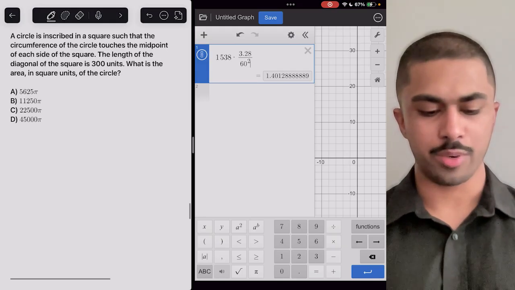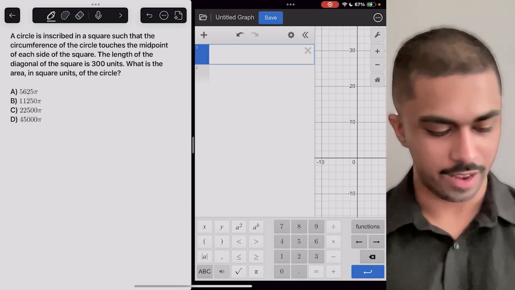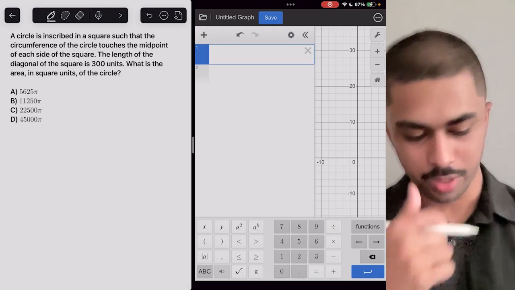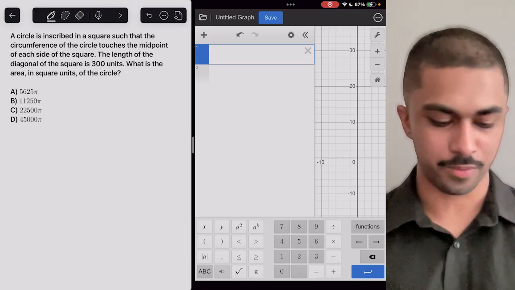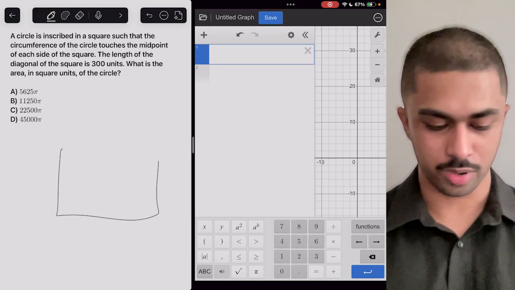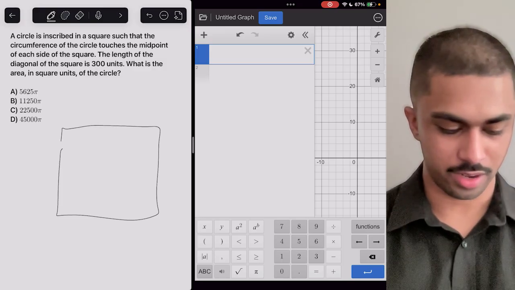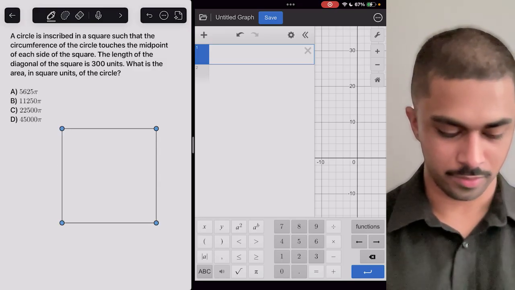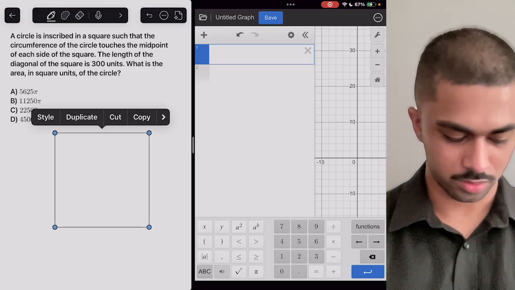A circle is inscribed in a square such that the circumference of the circle touches the midpoint of each side of the square. The length of the diagonal of the square is 300 units. What is the area in square units of the circle?